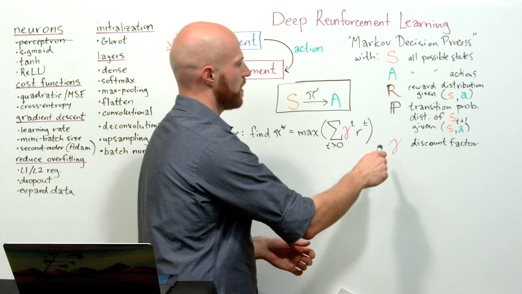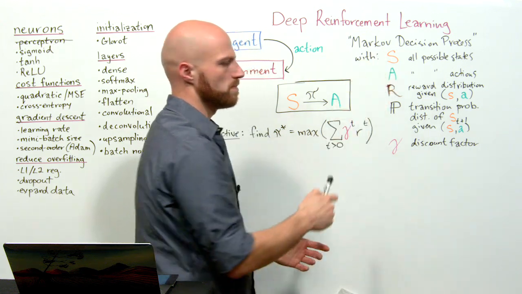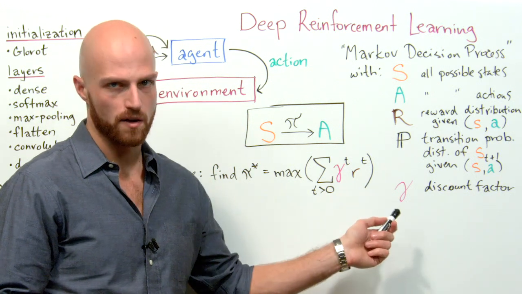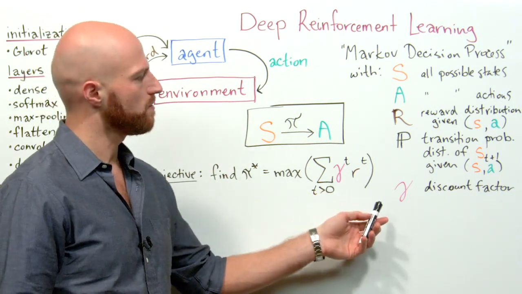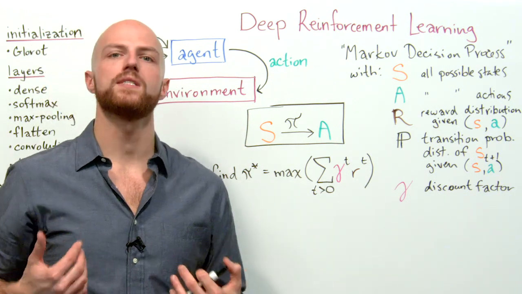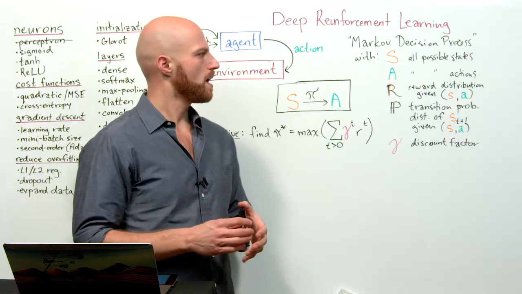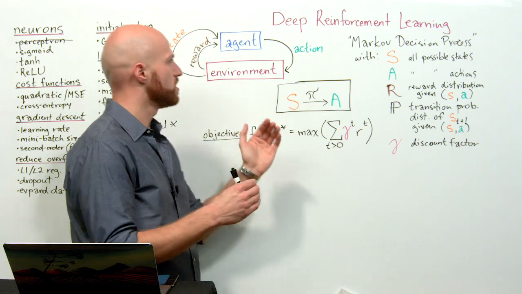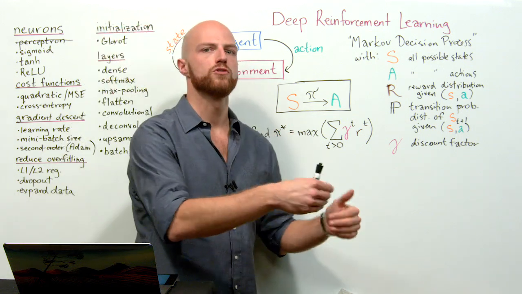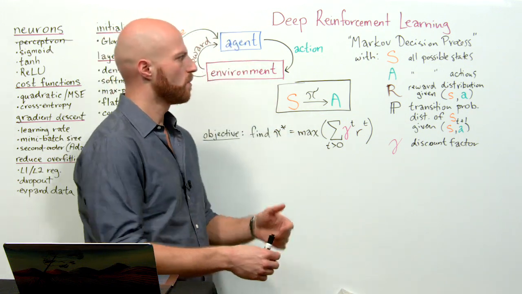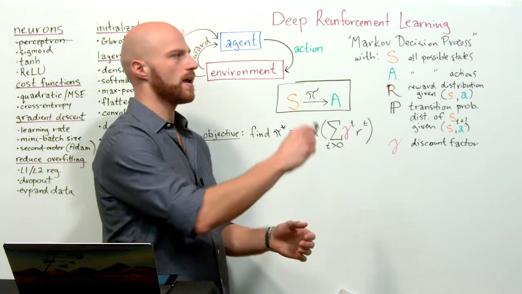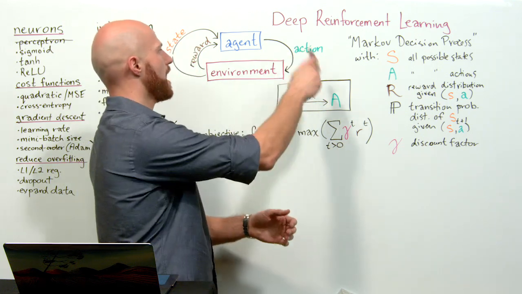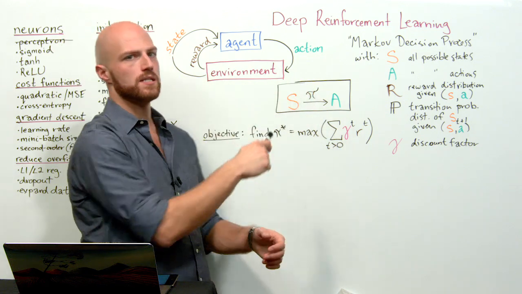And then finally, the last term in this Markov decision process that we need to talk about is gamma, this discount factor. The discount factor is a hyperparameter that we set ourselves, and this is how much we want the agent to discount future reward. So when our agent is considering any given action to take in the environment, it's going to try to take the action that maximizes its reward.